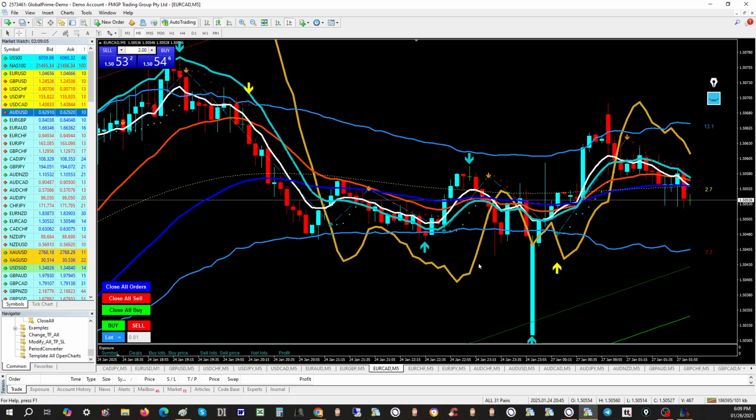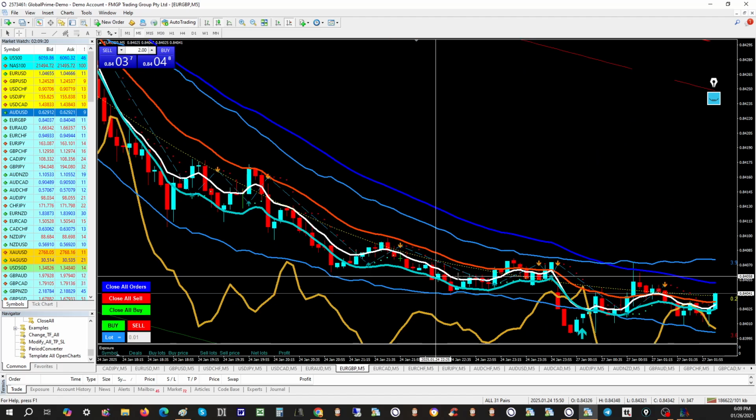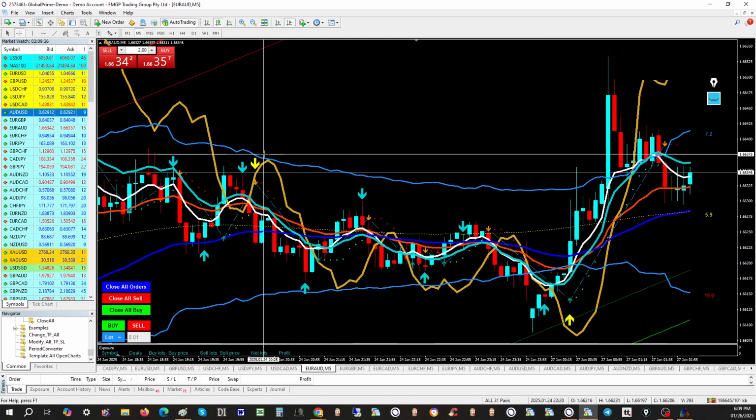Euro pound. Let's go to 7 o'clock. Let's take a peek. 1500. Okay. That's a no. All the way down, and pretty much a no all day. So nothing on the euro pound that day. Let's go to the euro Aussie.